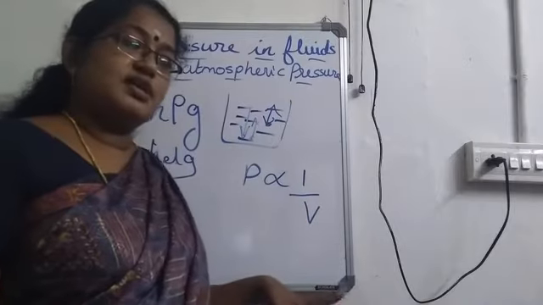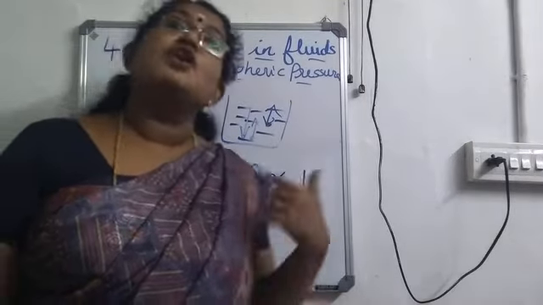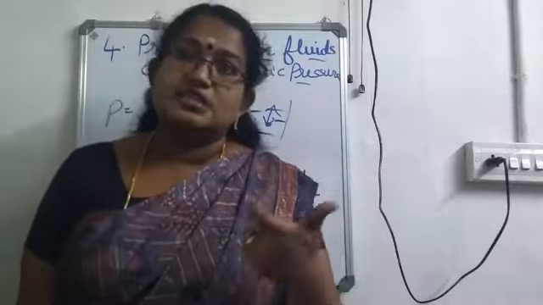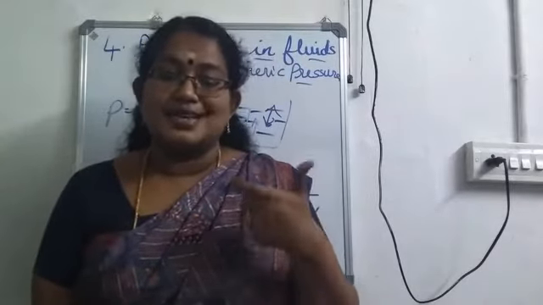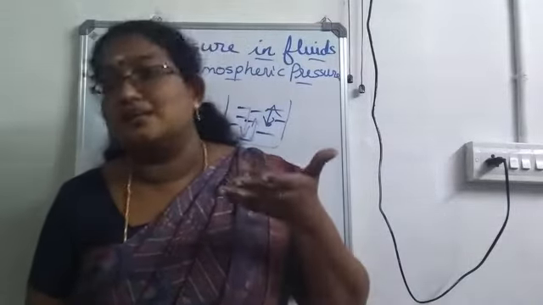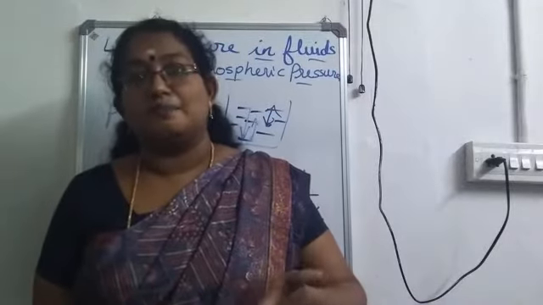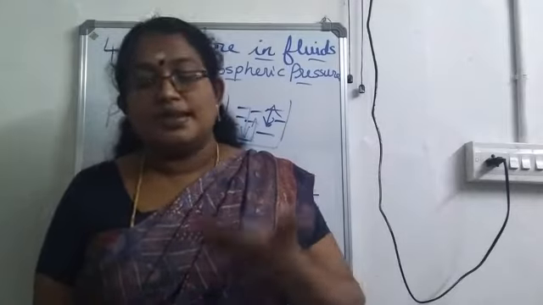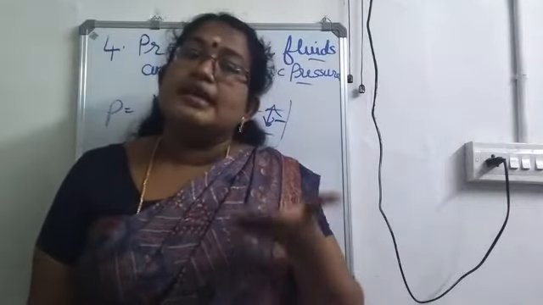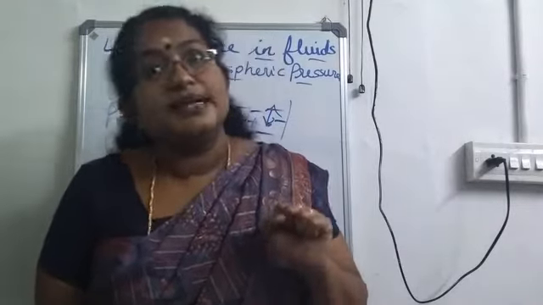So when pressure decreases, what happens to the volume? Volume increases, and that is why the size of the bubble increases when it comes up. Once again, you can see bubbles coming up in a lake. When the bubbles are moving up, you can see that the size of the bubble increases.